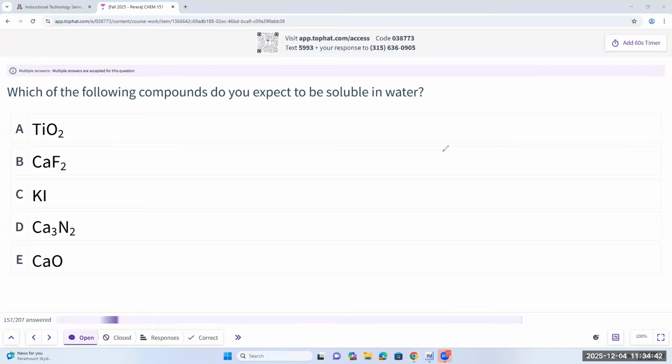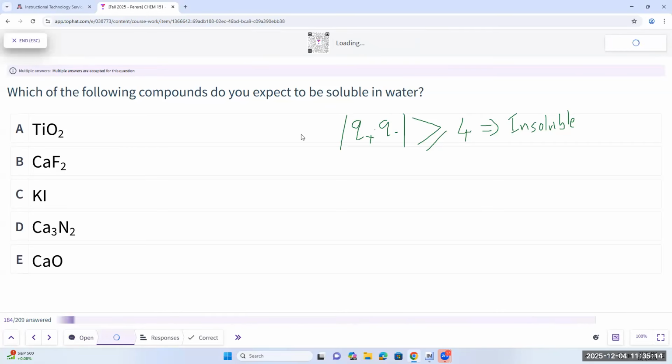The mantra for solubility is if the charge product, which is the charge of the cation times the charge of the anion, is greater than or equal to 4, then it's insoluble, and vice versa. That is the mantra. Okay. All right. I'm going to close this question in 5, 4, 3, 2, and 1.